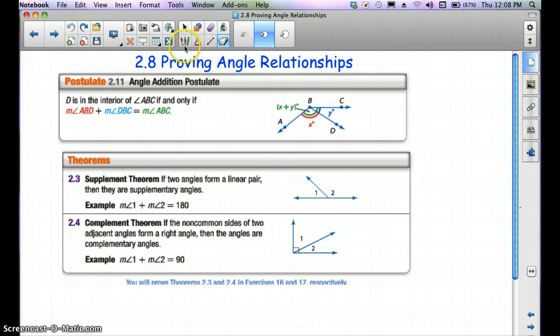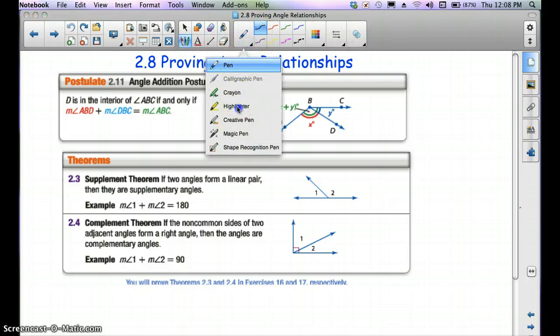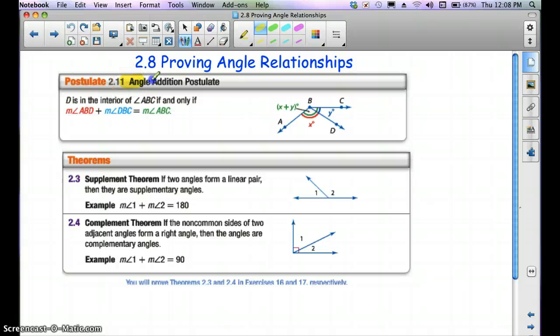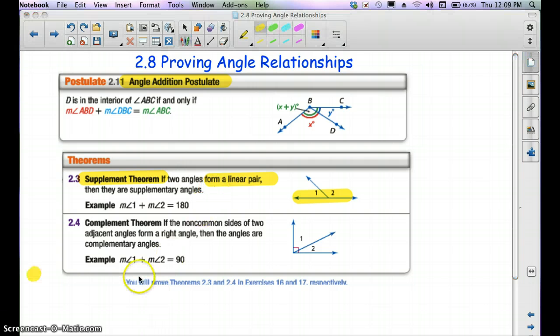So here are our theorems. And we have the angle addition postulate, which you'll use quite often. Saying that two angles equal another angle when they're added together. Supplement theorem we've kind of been using already. If two angles form a linear pair, then they are supplementary angles, like so. And I want you guys to write down the examples in your packet. Make sure you draw the picture so you know what they look like.